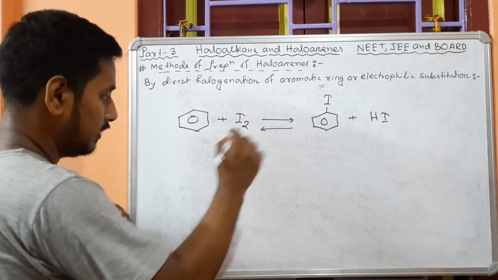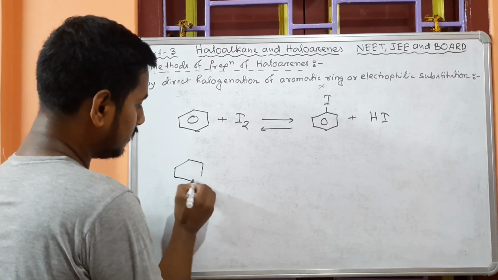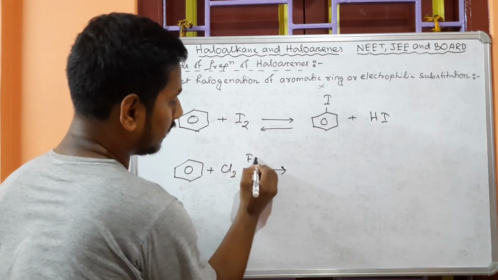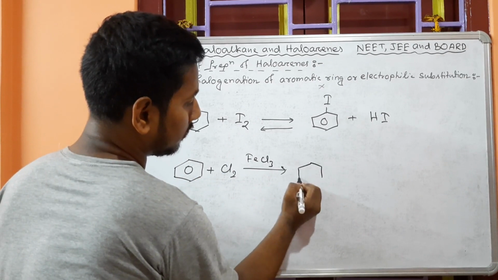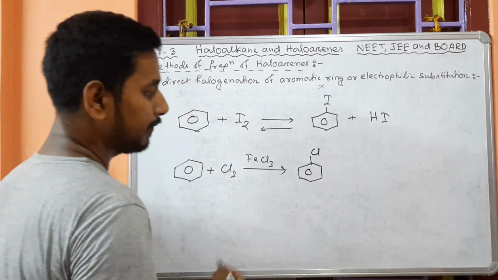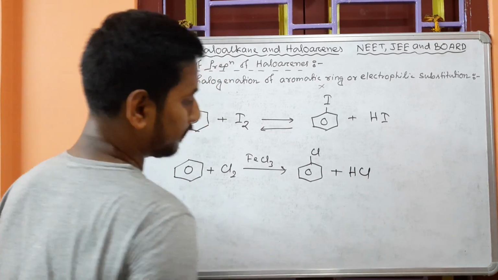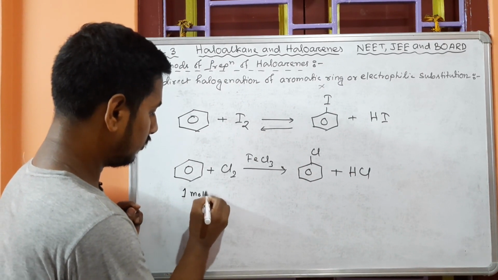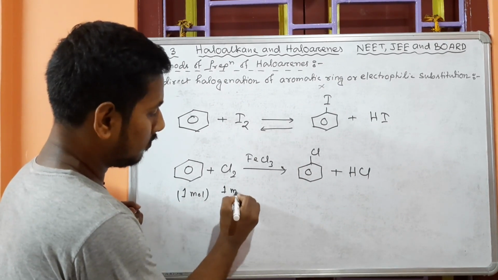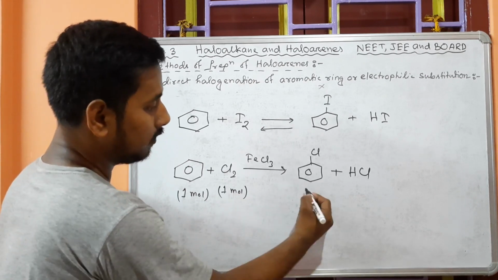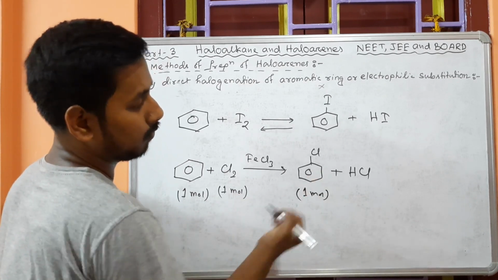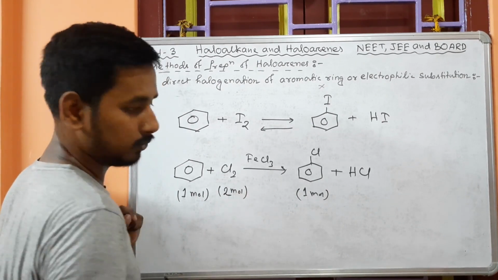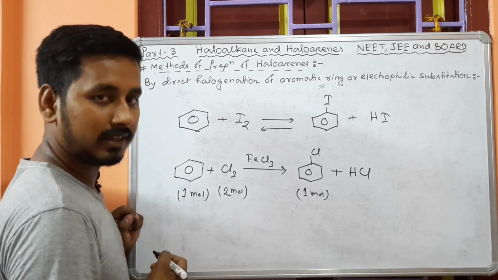Okay. Now, say this is your benzene ring, and you give chlorine in presence of a halogen carrier like FeCl3, and then you get the product chlorobenzene. Okay, and also you get the byproduct HCl. Now, one thing you have to remember: say you have 1 mole of benzene and 1 mole of Cl2. Okay, then you get 1 mole of chlorobenzene. And if say you take 2 moles of Cl2, means now in this reaction Cl2 is in excess.